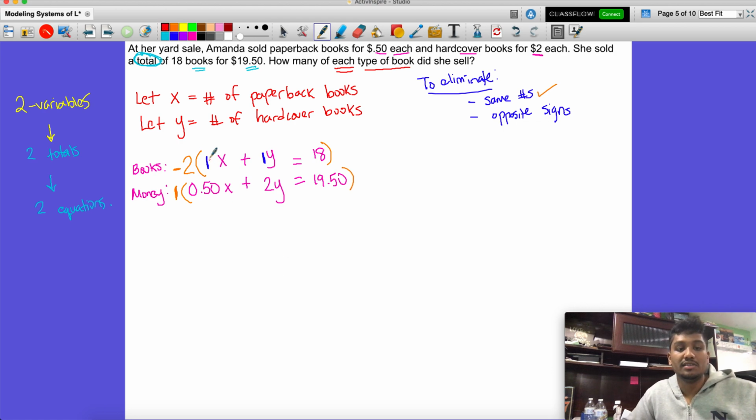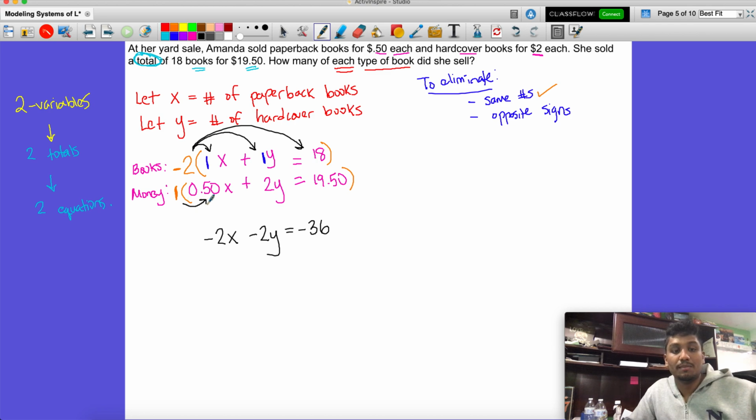If we go ahead and distribute this, negative 2 times 1 is going to be negative 2x. Negative 2 times positive 1 is negative 2y. And then negative 2 times 18 is negative 36. If you distribute the bottom, we're left with 0.50x. 1 times 2y will give us 2y, and then 1 times 1950 is going to give us positive 1950.